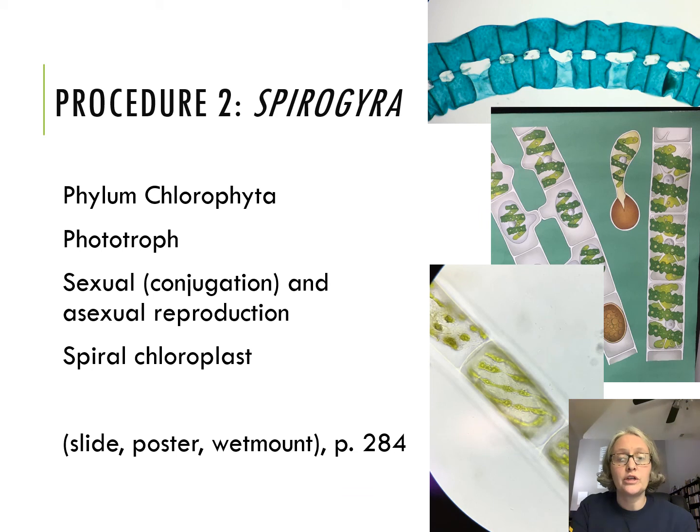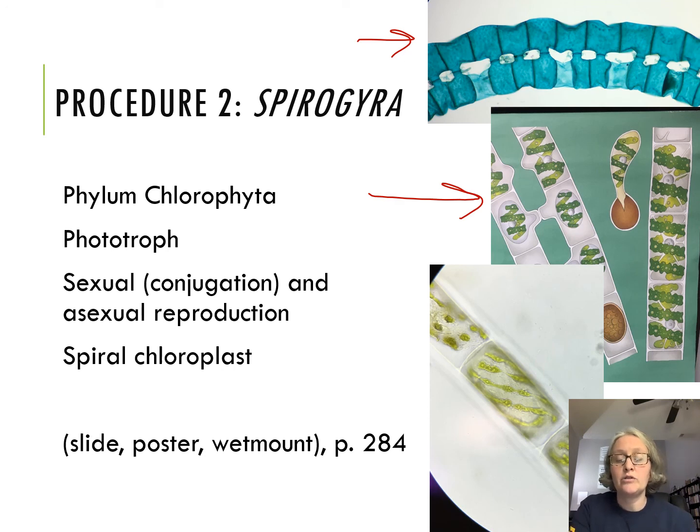Procedure 2, you're going to look at an organism called Spirogyra. This belongs to phylum Chlorophyta. It's also a phototroph. It's able to photosynthesize. These reproduce sexually through a process called conjugation. So this is what we see happening in this top picture and on this particular poster. This is a way of sharing genetic information.